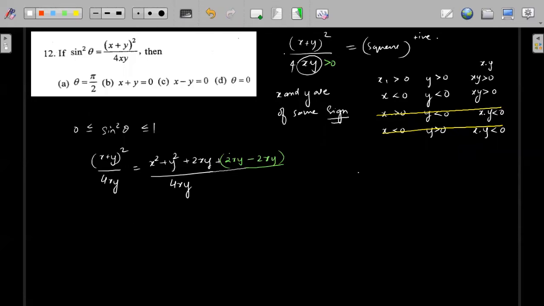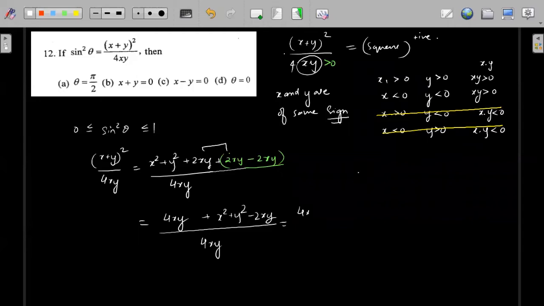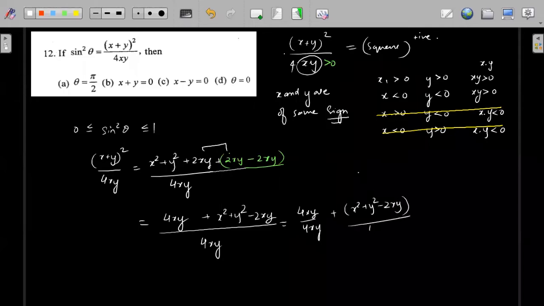Now I will combine this and this. So this will become 4xy. This will become 4xy plus x square plus y square minus 2xy, divided by 4xy. I will take separately 4xy divided by 4xy plus x square plus y square minus 2xy divided by 4xy. This will be 1 plus (x minus y) whole square by 4xy. This is equal to sine square theta.